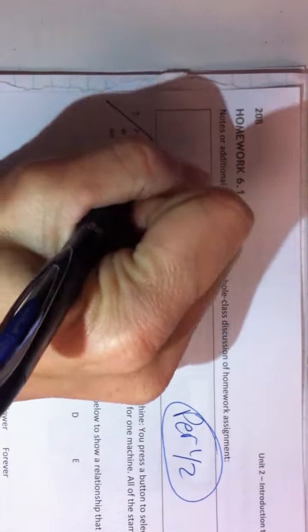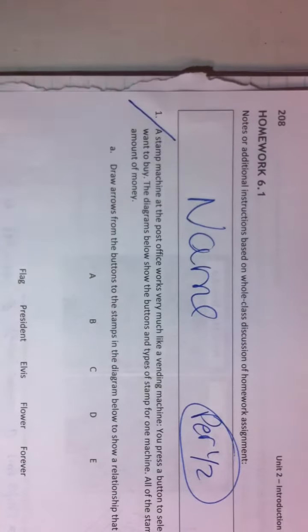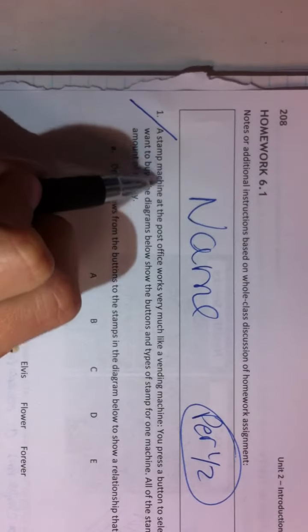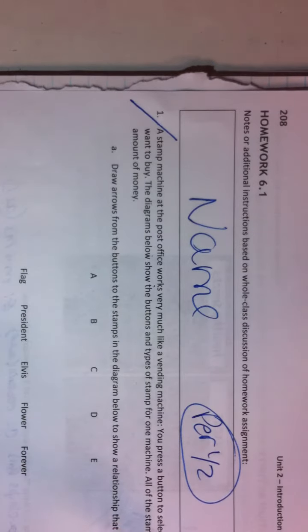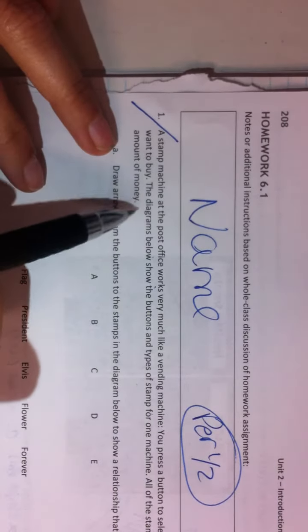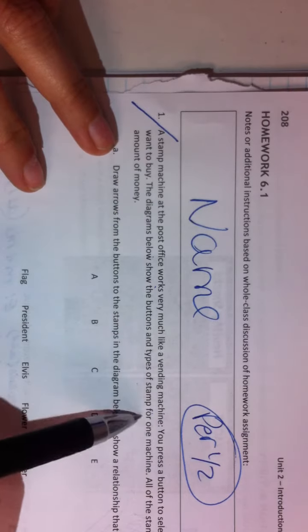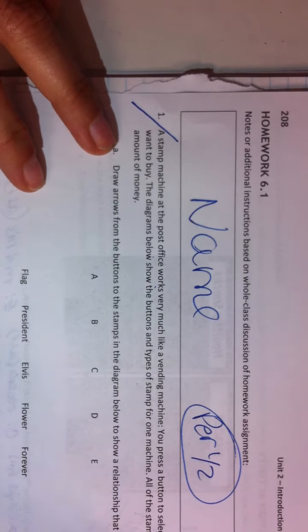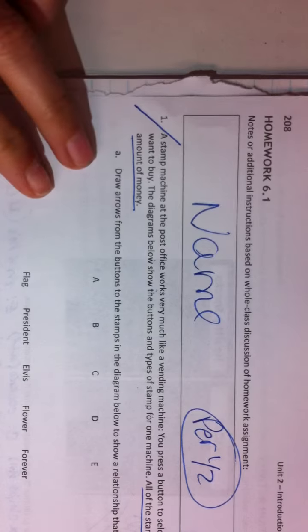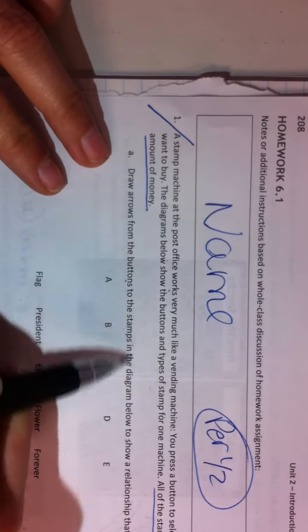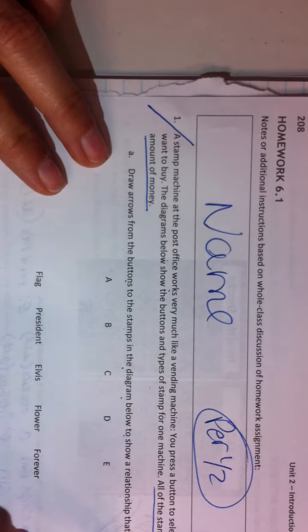So let's think about this. A stamp machine, let's use metacognition. Let's stop and read our instructions and really visualize what's going on. A stamp machine at the post office works very much like a vending machine. You press a button to select the type of stamp you want to buy. The diagrams below show the buttons and types of stamps for one machine. All of the stamps cost the same amount of money. Okay, so that's probably pretty important. All of the stamps cost the same money. Draw arrows from the buttons to the stamps in the diagram below to show a relationship.